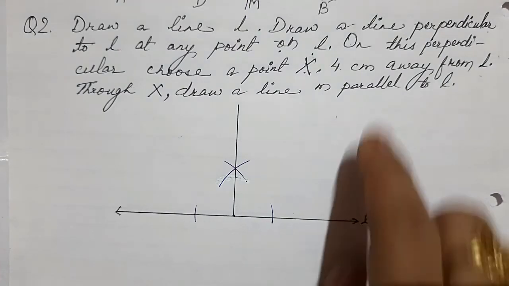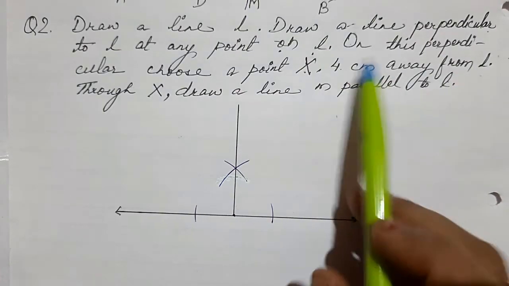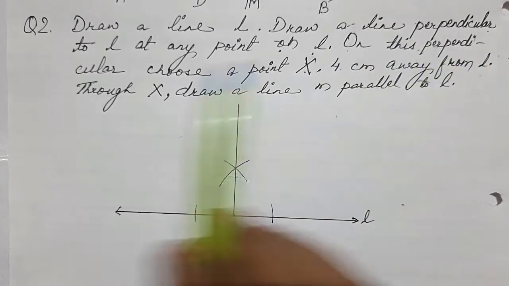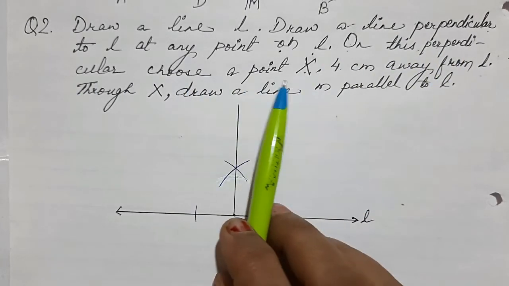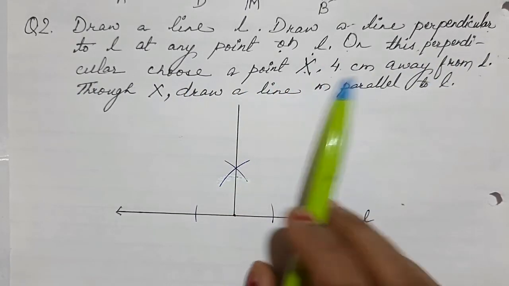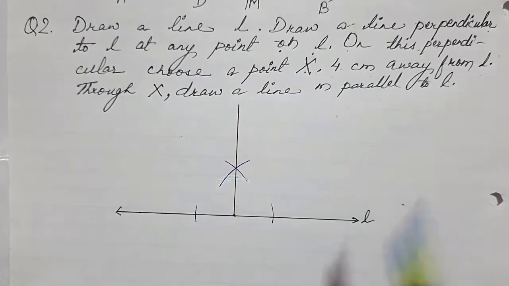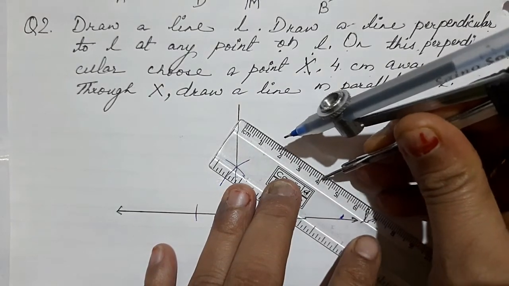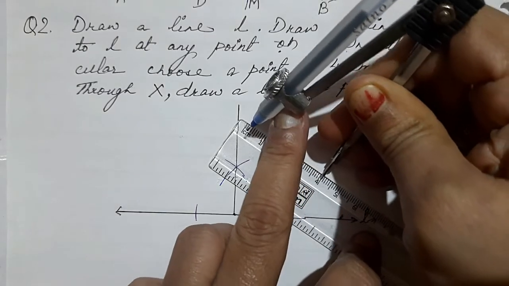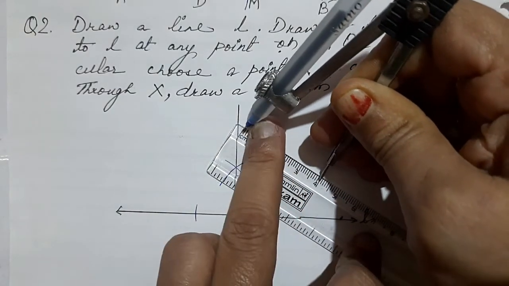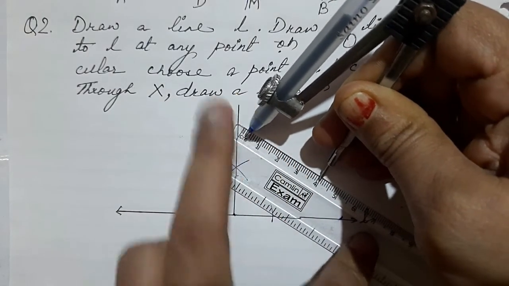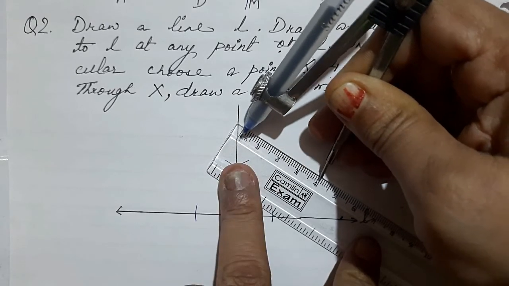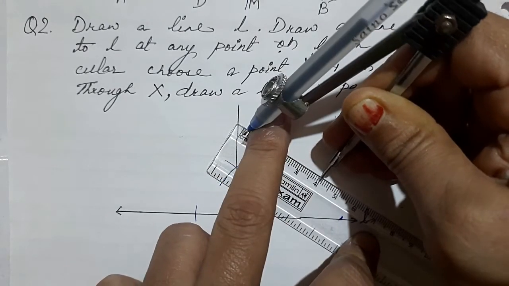Now, on this perpendicular, choose a point X, 4 cm away from L. So 4 centimeter from L. So let us take an arc of 4 centimeter. Starting from 0 to 4, this will give me a distance of 4 centimeter. So this is my 4 centimeter.